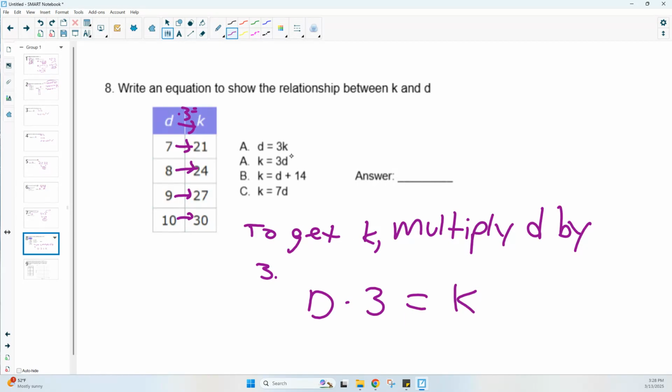Where do I see that up here? Option A. Well, technically option B. It formatted weird, but the second option. K equals 3D. To get K, multiply D by 3, which is what we've shown in the chart. 7 times 3 is 21, 8 times 3 is 24, and so on.